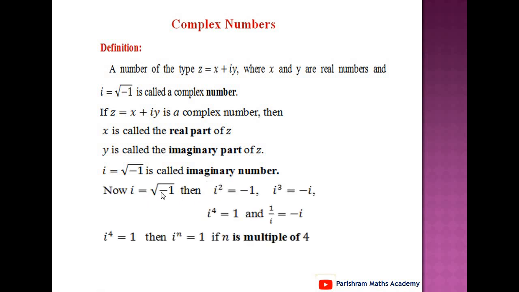Now i equal to root of minus 1. Squaring on both sides, we get i square equal to minus 1. Multiply both sides by i, we get i cube equal to minus i. Again multiply both sides by i, we get i raised to 4 is the same as minus i square, but the value of i square is minus 1, therefore i raised to 4 is the same as 1. Then 1 upon i, we can multiply and divide by i, we get i upon i square, but the value of i square is minus 1, and therefore the value of 1 upon i is minus i.